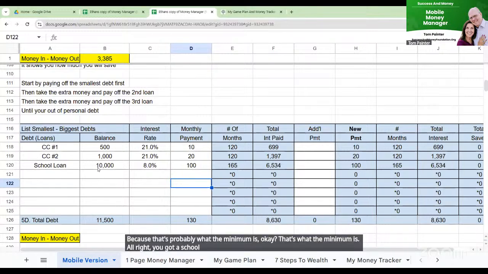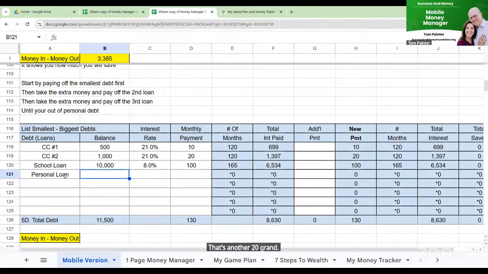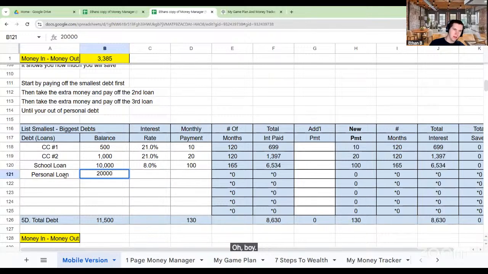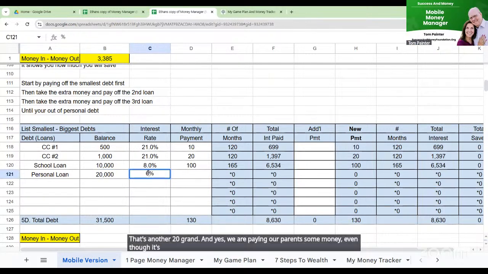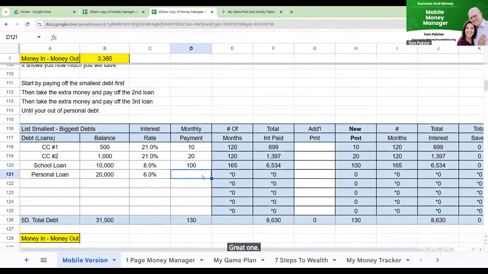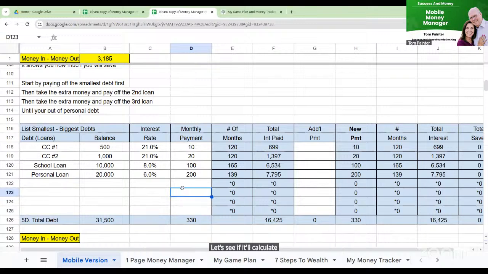Let's do a personal loan. We borrowed some money from your parents and we got a personal loan. Oh boy, and that's another 20 grand. Big one. And yes, we are paying our parents some money, even though it's at 6%. Let's say that the minimum on that's 200. Let's see if it'll calculate. Good.